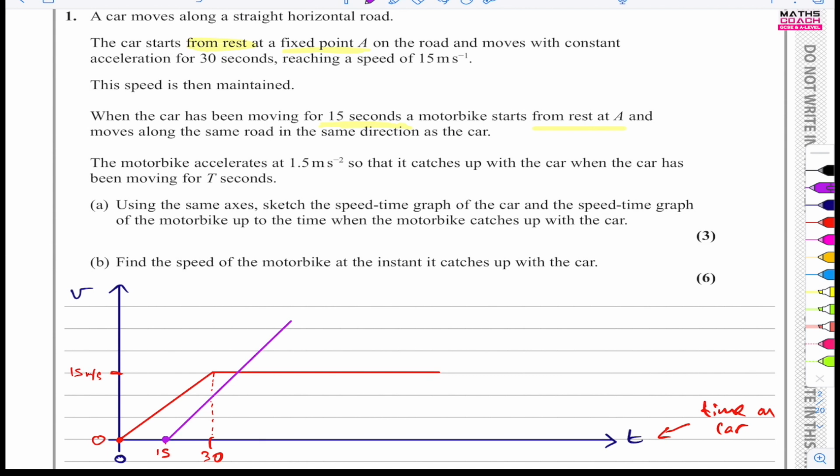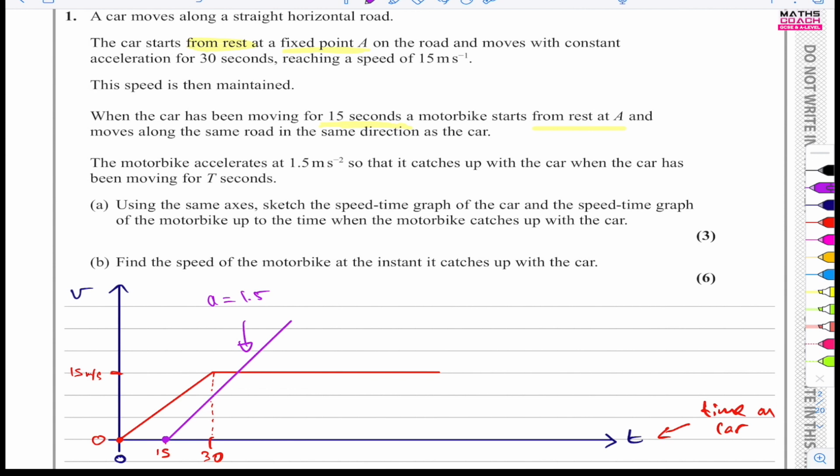It says that it starts at 15 seconds from rest, and it moves on the same road, in the same direction as the car. The acceleration is 1.5, so the gradient of this line, which is acceleration, is 1.5.